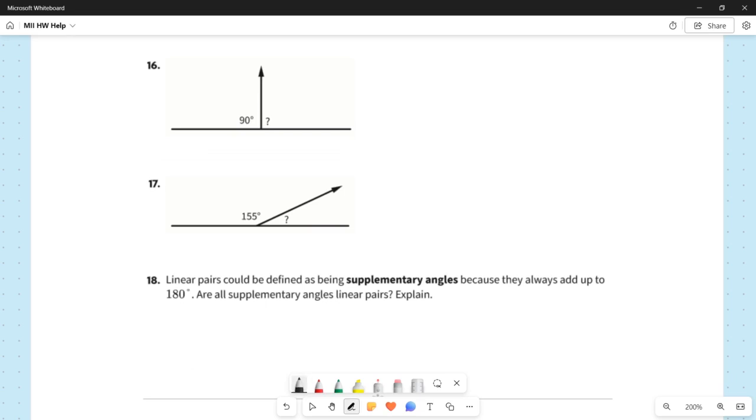Question 16. Question 16 is going to be very similar to 14. I know my angle on the left. I don't know my angle on the right, so we'll call that x. And again, these angles are being measured in degrees.